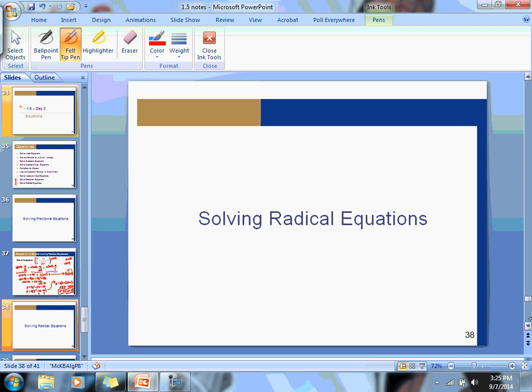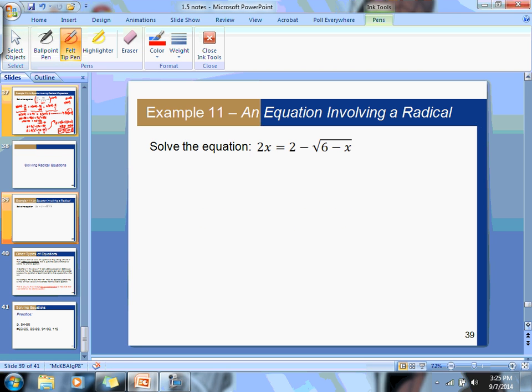Okay, solving radical equations, that just means that there's a radical in there, and there's a square root or a cube root or whatever. In this case, we have a square root. Now, I've got to get rid of that square root. But before I can get rid of it, I have to get it by itself. I have to isolate it. So we want to isolate the radical before we square it to get it out of there completely.